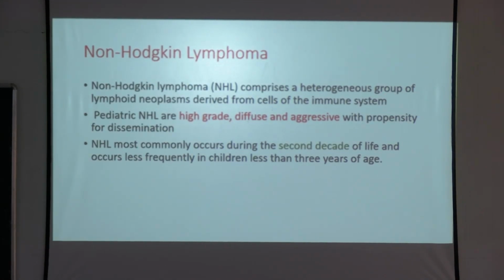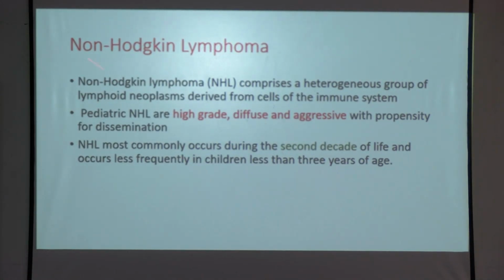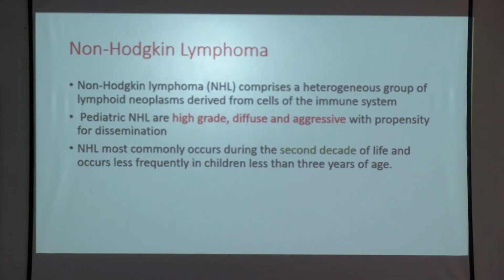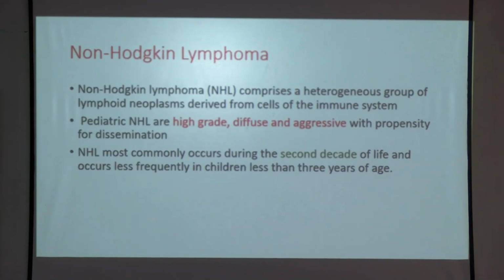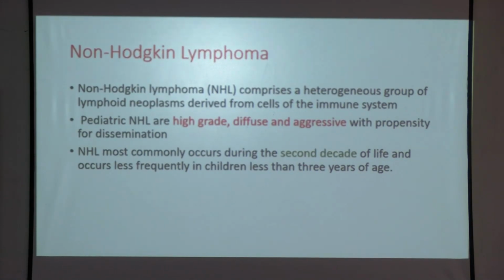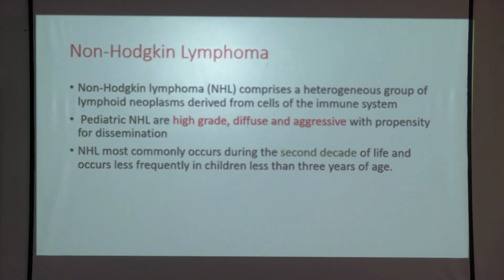First of all, pediatric non-Hodgkin's lymphomas are diffuse, large, aggressive, and have a propensity for high dissemination, meaning they will have poor prognosis. It occurs mostly during the second decade of life and occurs less frequently in children less than 3 years of age. So there are two varieties: one can occur below 3 years, or in the second decade of life, after 10 years.